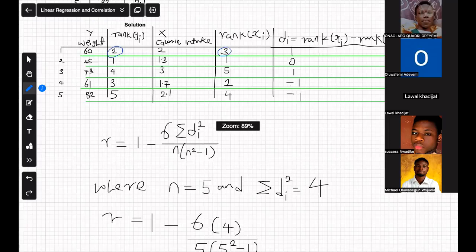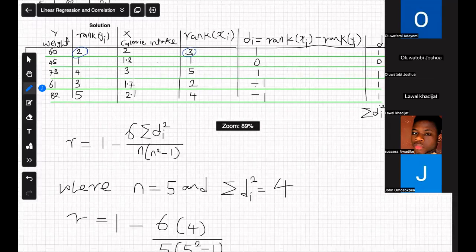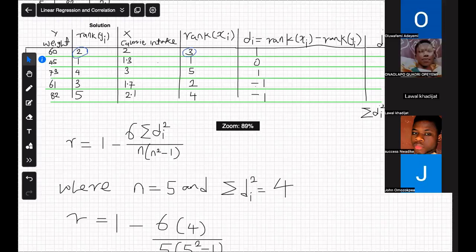Just in case somebody else may need them. This other one, it's 1 minus 1, and that gives us 0. Codry, are you following? Yes, sir, it's clear now.